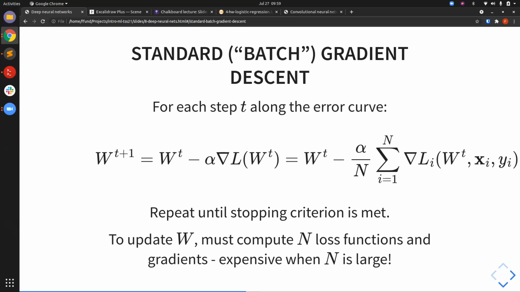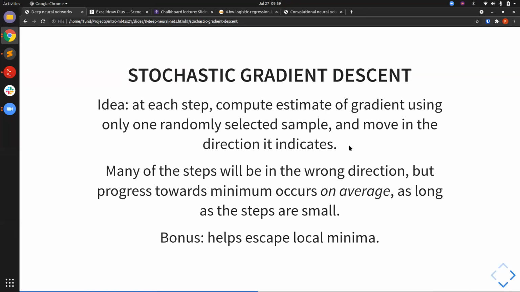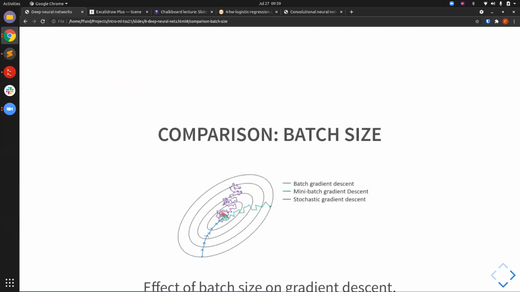And then we said for stochastic gradient descent, you can make that batch size be 1. So you can compute the estimate on only one randomly selected sample and move in the direction it indicates. And this is nice because many of the individual steps will be in the wrong direction, but the progress towards the minimum occurs on average. So we can compute the gradient descent either using the entire data set at once, or we can use little batches, or we can use single samples.